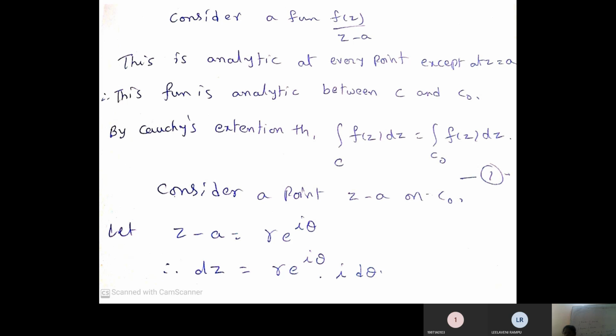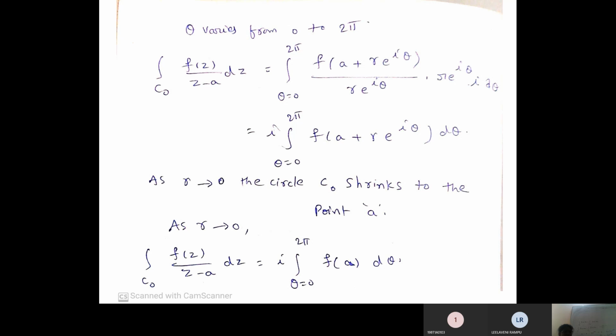Now, using these conditions, the integral over C naught of f of z by z minus a dz equals the integral from theta equal to 0 to 2 pi of f of a plus r e power i theta by r e power i theta, into r e power i theta into i d theta. Now r e power i theta cancels out, i comes out. The remaining function is i times the integral from 0 to 2 pi of f of a plus r e power i theta d theta.